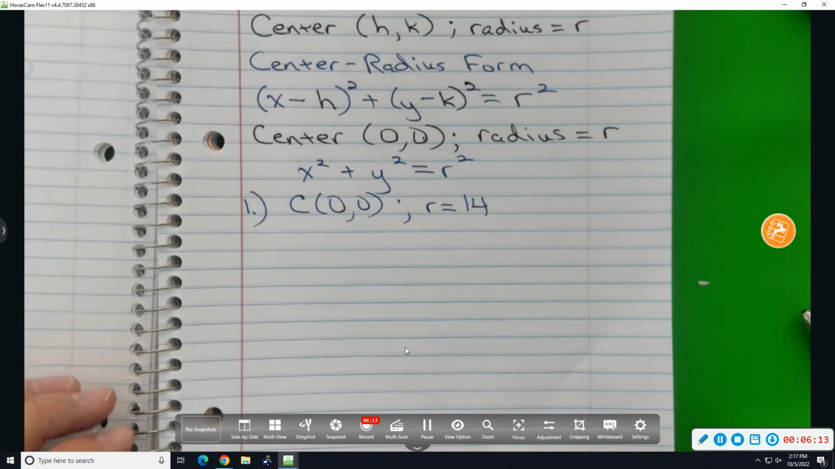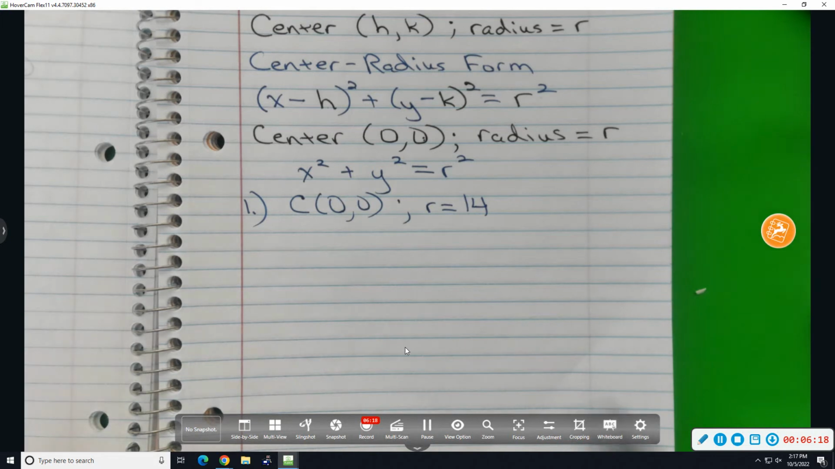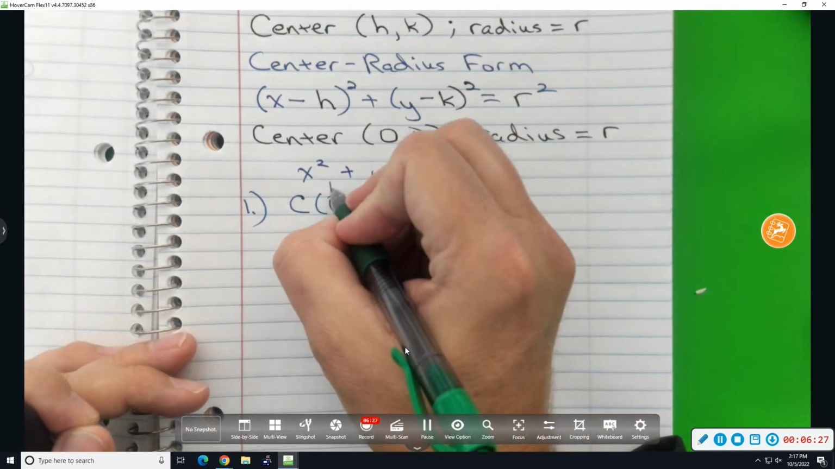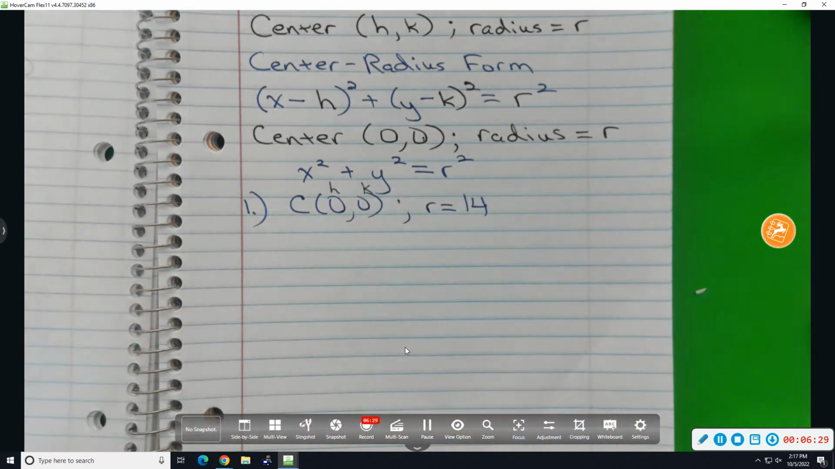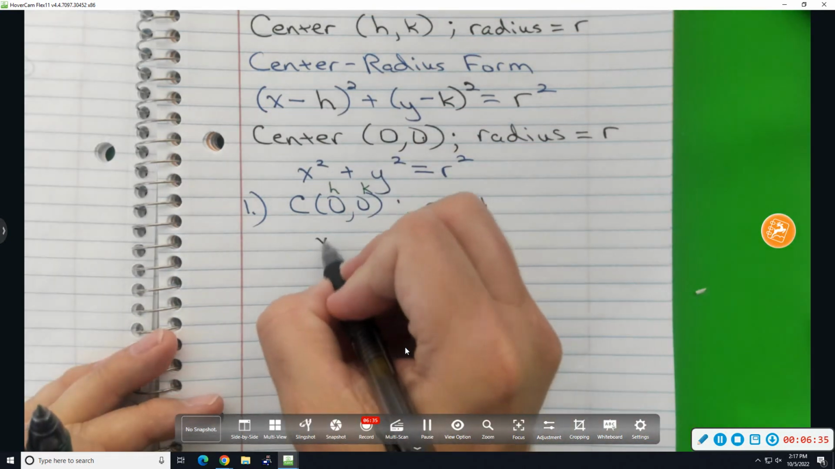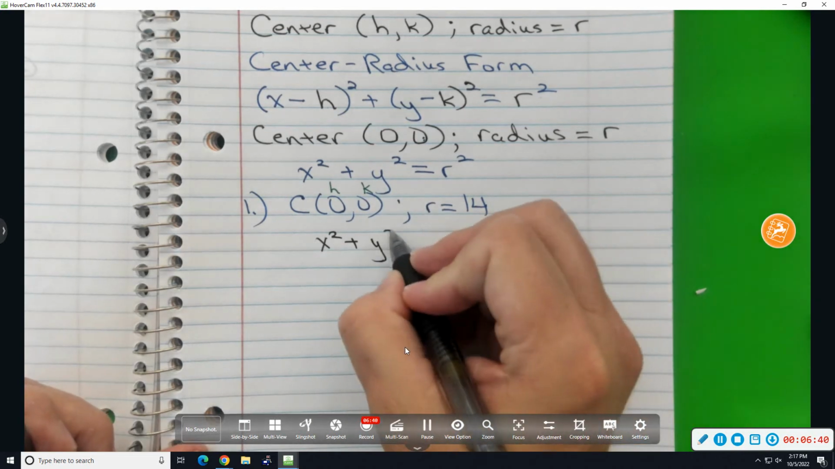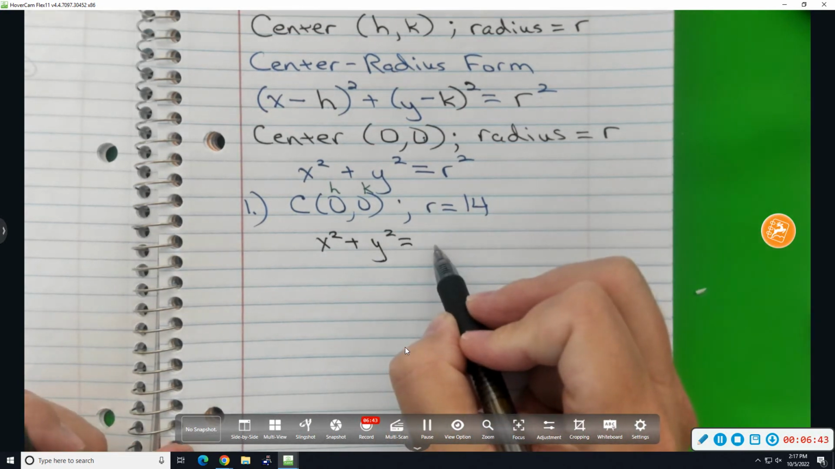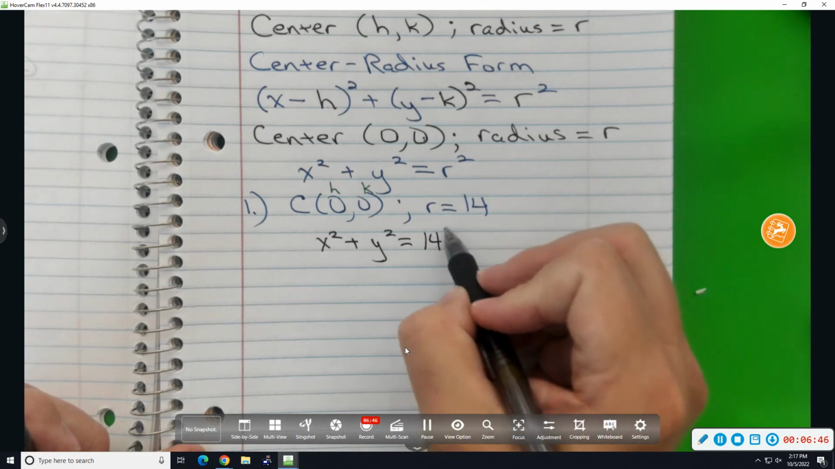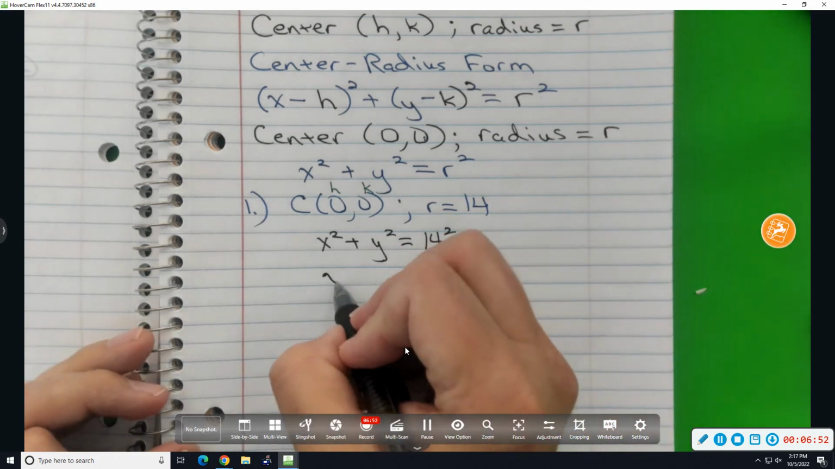All circles that are centered at the origin are always the easiest to graph. You'll see what I mean when we start graphing this thing in a minute. But we know 0 is acting as h and 0 is acting as k. So that means x minus 0, that's just an x squared, plus, what are we going to get for the y terms? y squared equals, what are we going to square here? 14 squared. 14 times 14 is not 196. I better check my mental arithmetic.